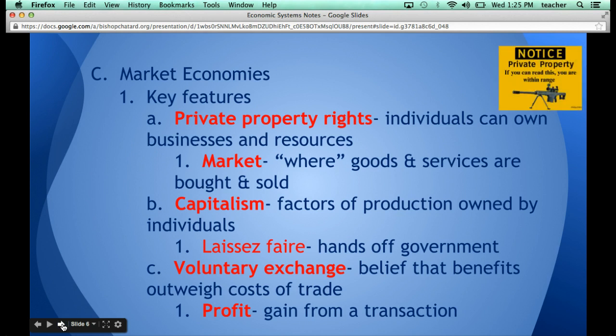Okay, so time for pictures. All right, so private property rights. I found this lovely little sign. It says, notice, private property. If you can read this, you are within range, and it has a lovely rifle scope there.